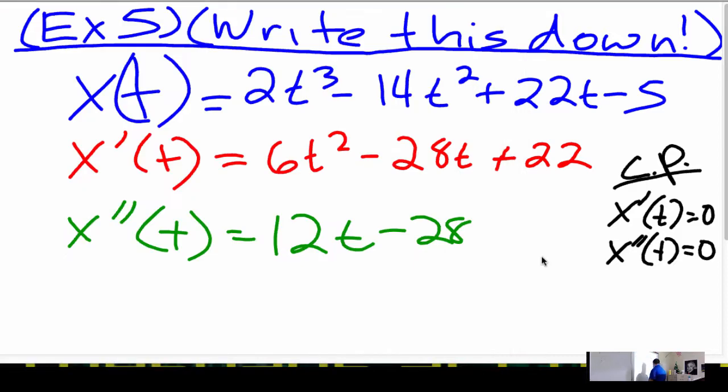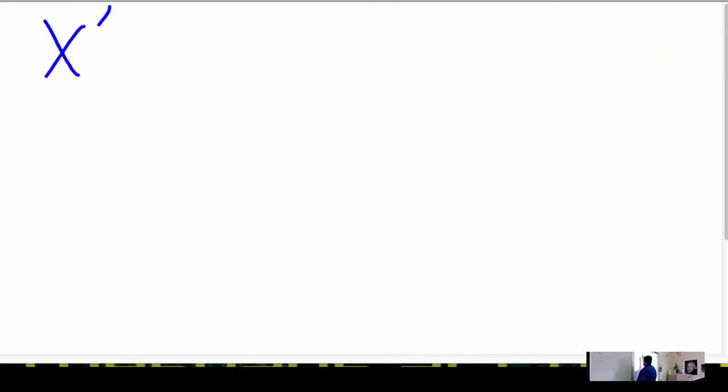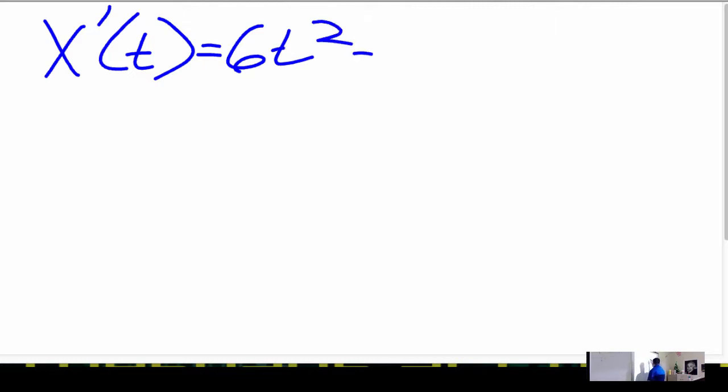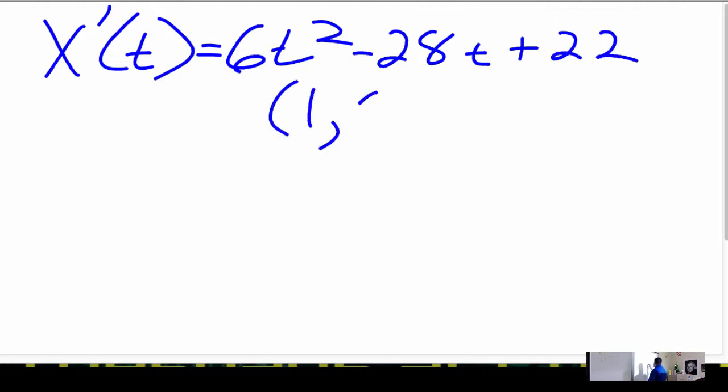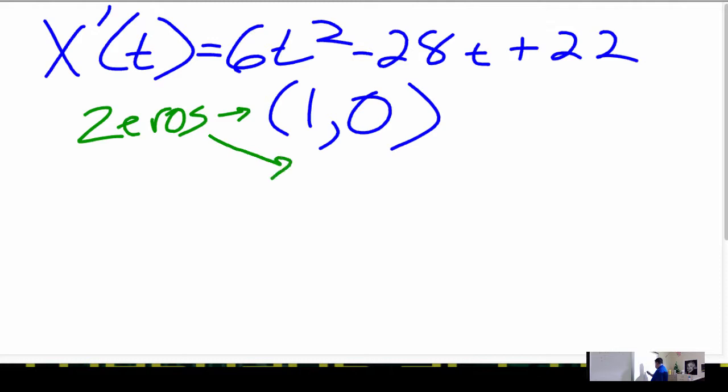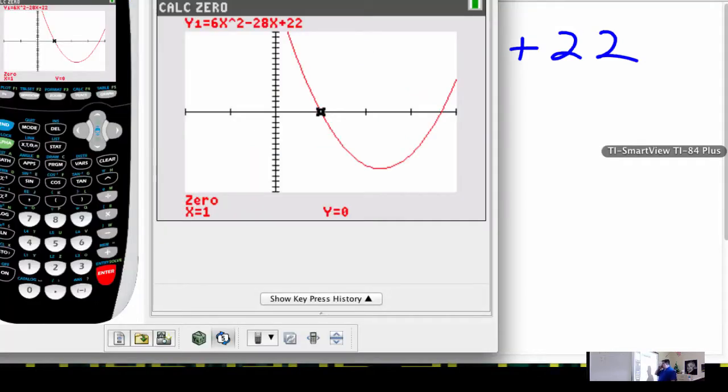So let's write that down. So my zeros for x prime of t, which was 6t squared, could you guys tell me the rest? Minus 28t plus 22. Plus 22, right? We had zeros occur at 1, 0. That's one of them, and we have one more to go, right? Yes. So let's write that down, zeros. Now let's find the other one.